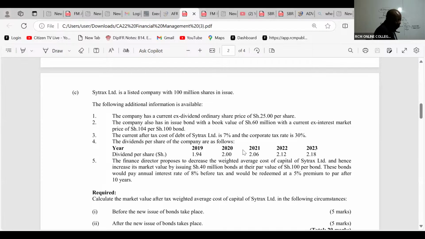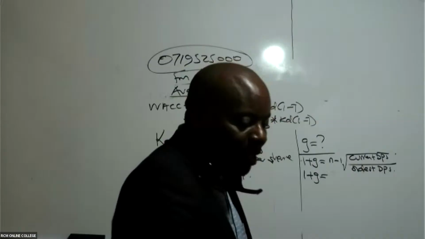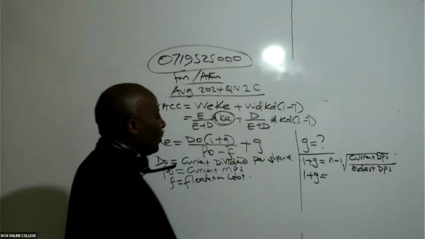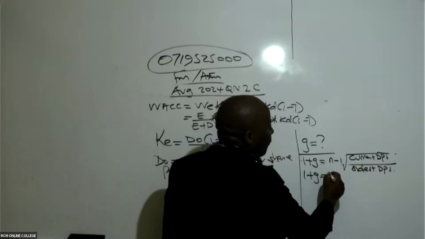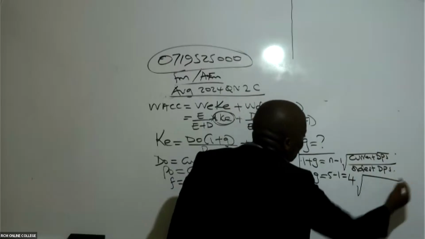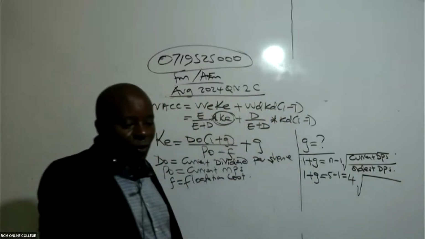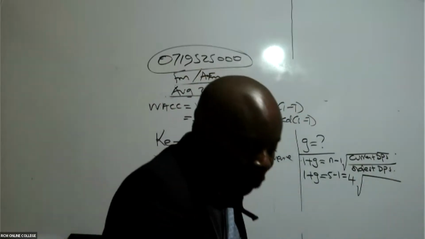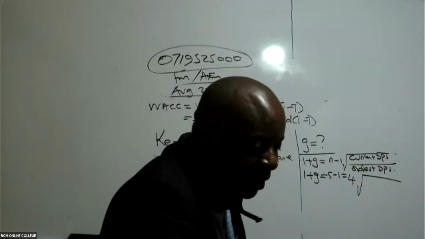We have 1, 2, 3, 4, 5. These are 5 years. So we shall talk about, ladies and gentlemen, we have here n is 5. So it will be 5 minus 1, which equals 4. So it will be the fourth root of the current dividend.